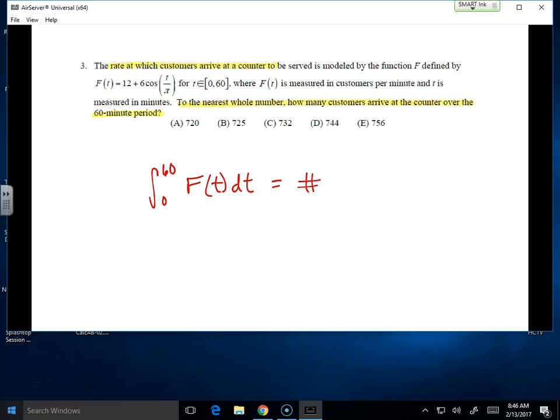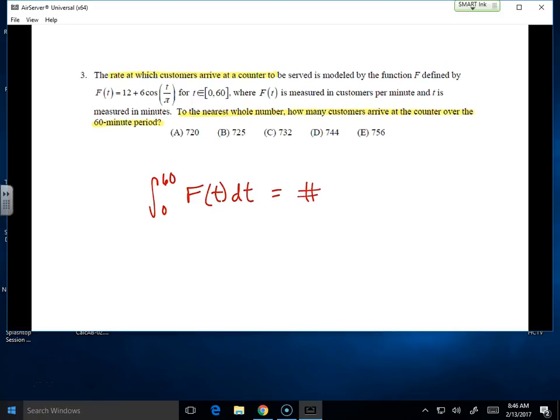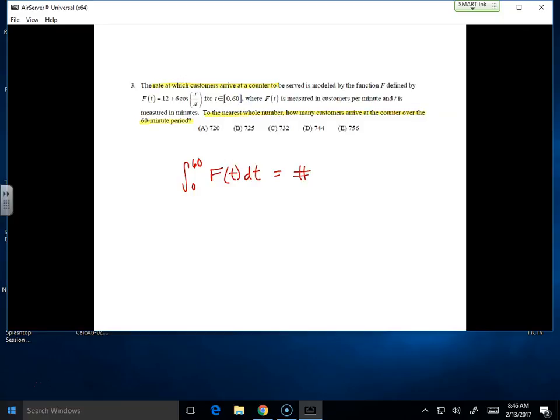Kiddos, come with your calculators tomorrow. We're gonna work on this worksheet and try to figure out the difference between integrating and integrating plus initial amounts. I'll see you guys later.